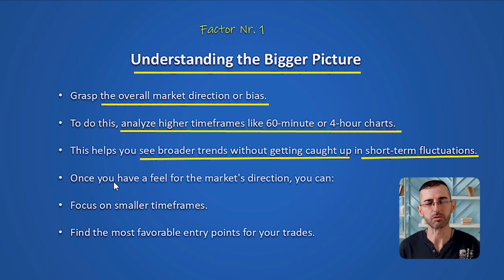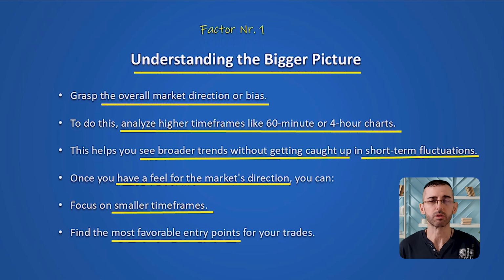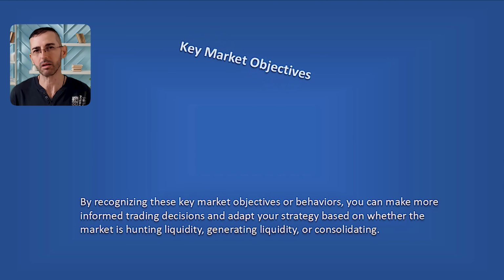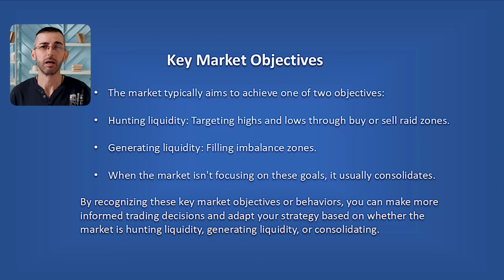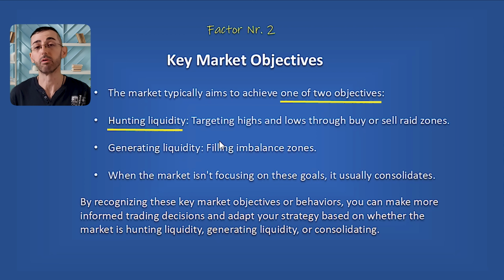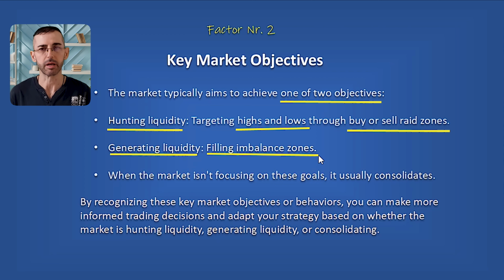Once you have a sense of where the market is heading, you can then focus on the smaller time frames to find the best spots to enter a trade. Now, the second key factor in my view is that the market is usually trying to do one of two things. Either hunt liquidity, which usually involves targeting highs and lows via buy rate or sell rate zones, or generate liquidity by filling imbalance areas.